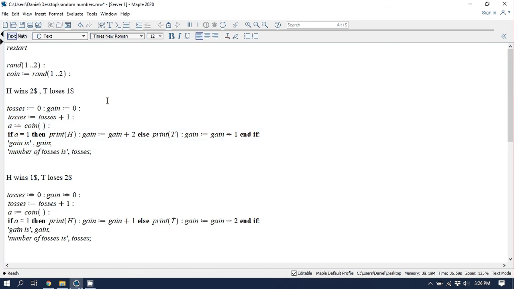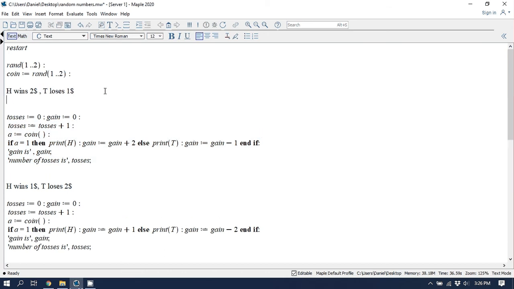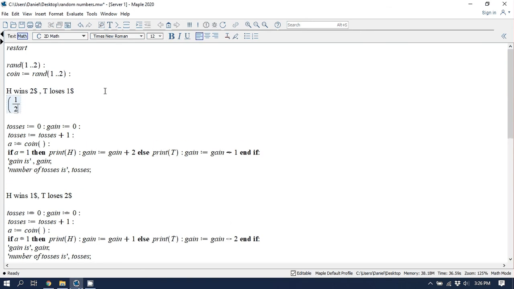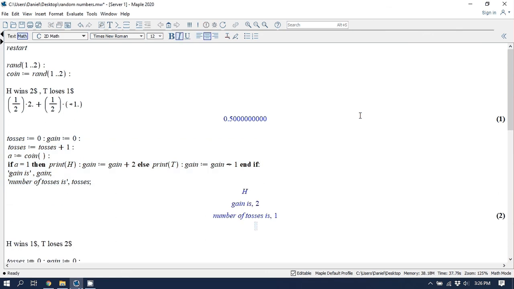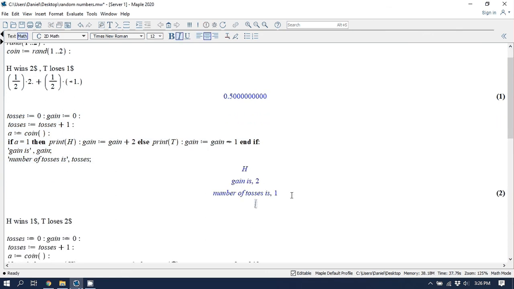So just to remember, the expected value in this case is going to be 1/2 times $2 plus 1/2 times minus $1. So it's $0.5. So like I said, initialize tosses and gain. Run it once. So notice the number of tosses is 1. The gain is 2 because I ended up with heads.